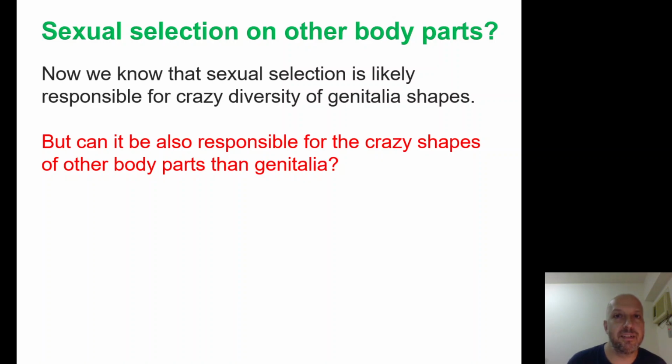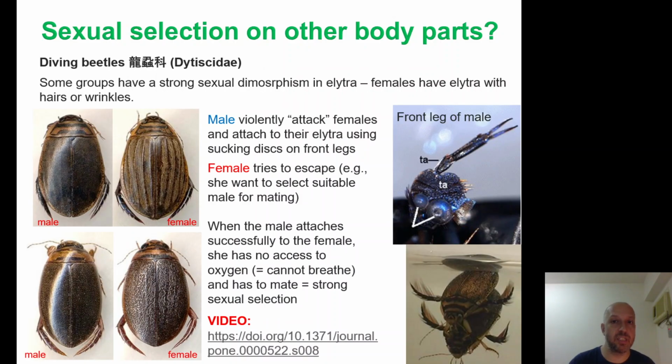Okay, so now we understand some background reasons for why some parts of the body of arthropods can be crazy in shape, right? Why genitalia or other things connected with sex are crazy in shape: because of sexual selection. But can we also find some structures which are not genitalia, which are still crazy in shape because of sexual selection? It can be any body part which is involved somehow in sexual interaction, right?